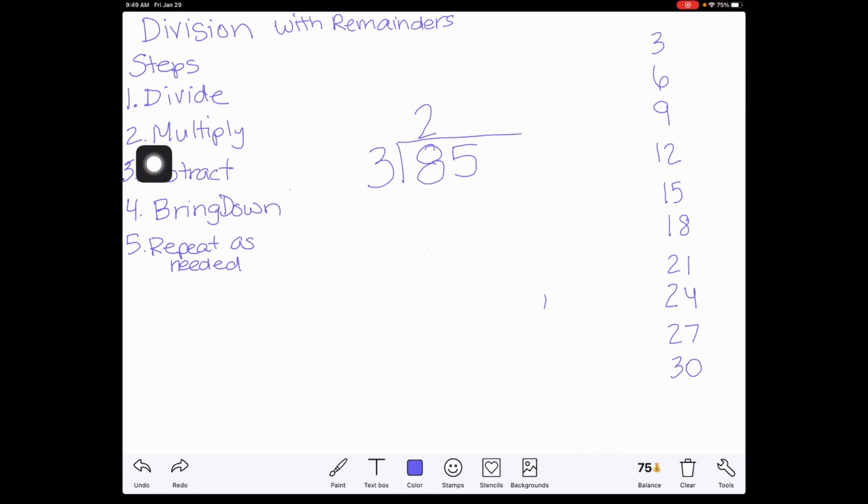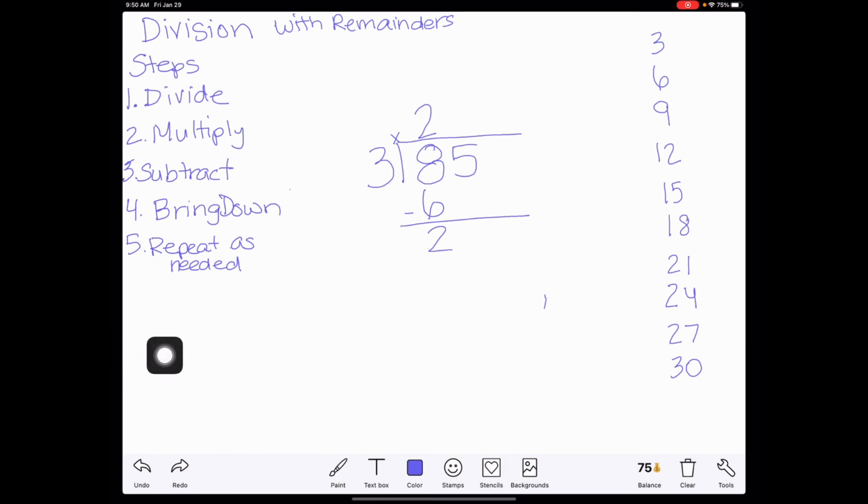My next step after I divide is multiply. So I know that I am going to multiply 2 times 3. So I'm going to write my little multiplication symbol just to remind me. And I am going to multiply 2 times 3, and I know that equals 6. So I'm going to write my number 6 underneath the number 8 because that's the number I divided by. And then my next step is to subtract. So I know that if I take away 6 from 8, I have 2 left over. So I'm going to write my number 2 right below where I am subtracting.